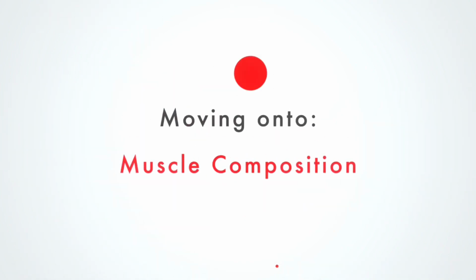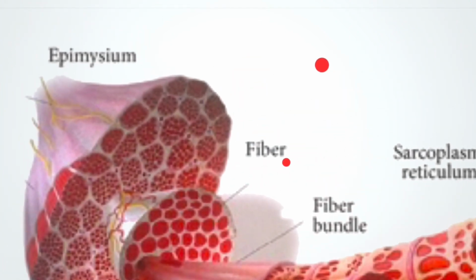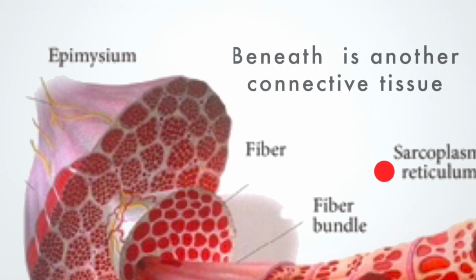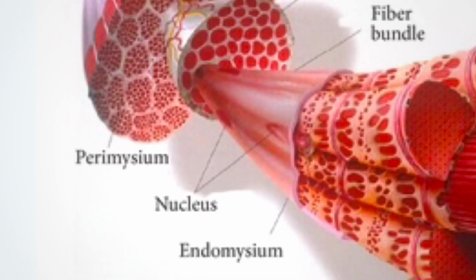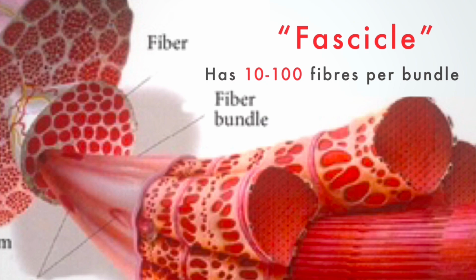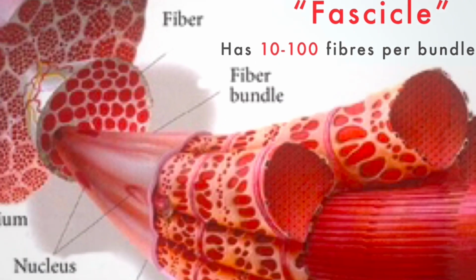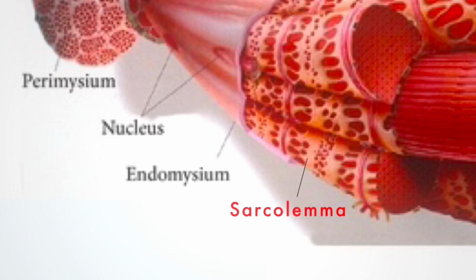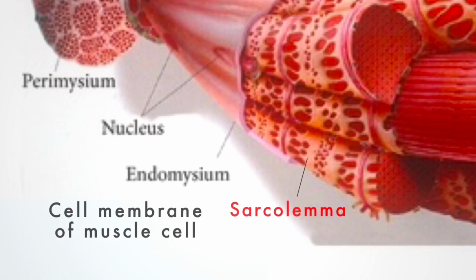Now we'll take a look at the composition of muscles. The entire muscle is surrounded by the epimysium, a connective tissue. Beneath the epimysium is the perimysium, which is another connective tissue, which holds together bundles of muscle fibers known as fascicles. Maybe 10 to 100 muscle fibers per bundle of fascicles. Each bundle is also covered by another layer of connective tissue called endomysium. Endomysium is responsible for covering the sarcolemma, which is the cell membrane of muscle fibers.